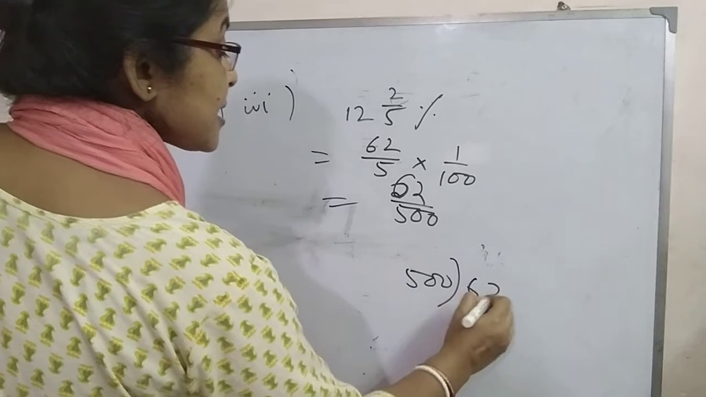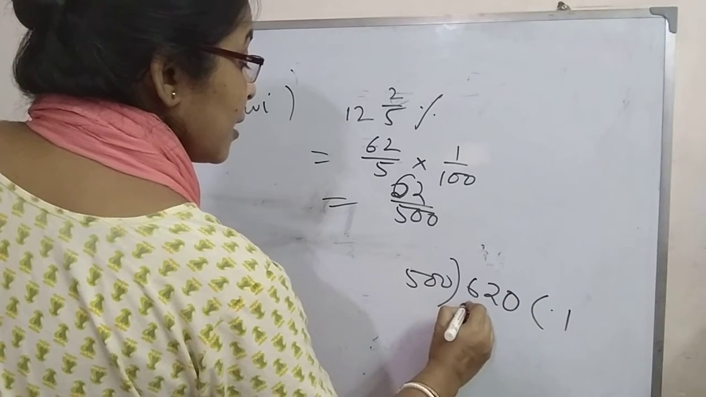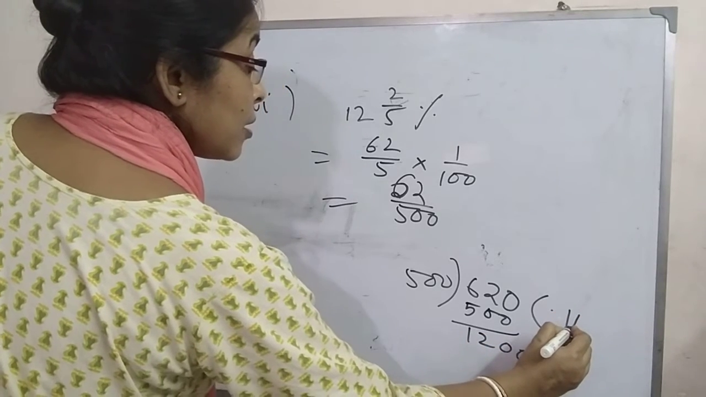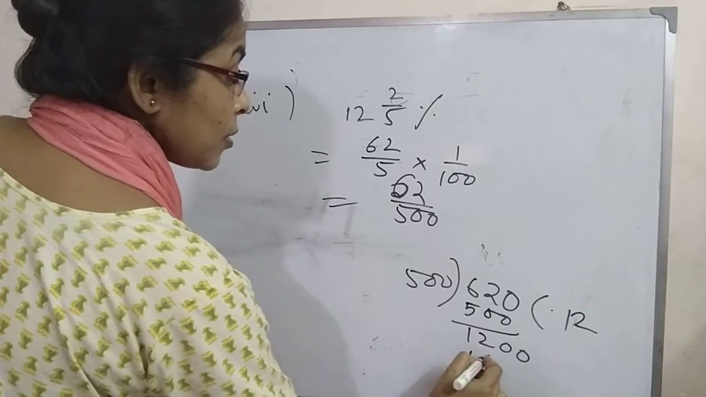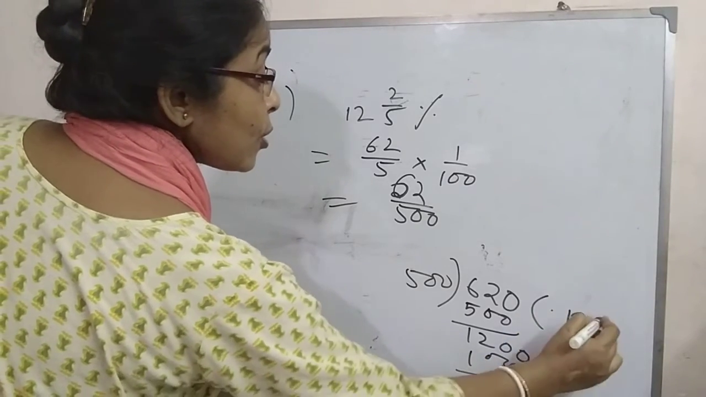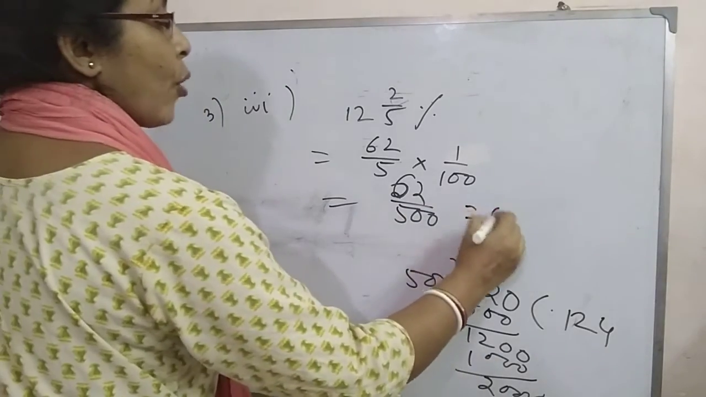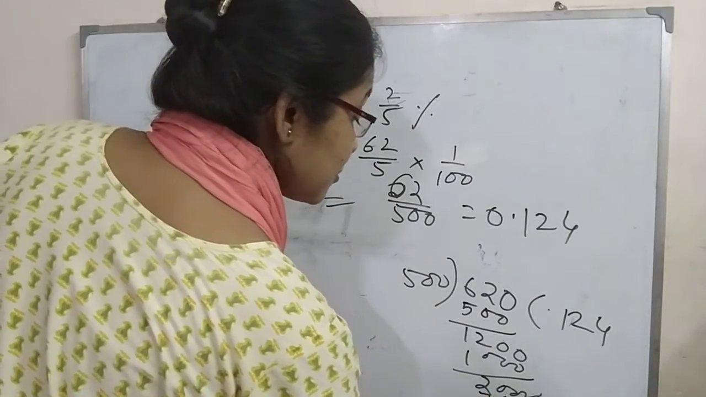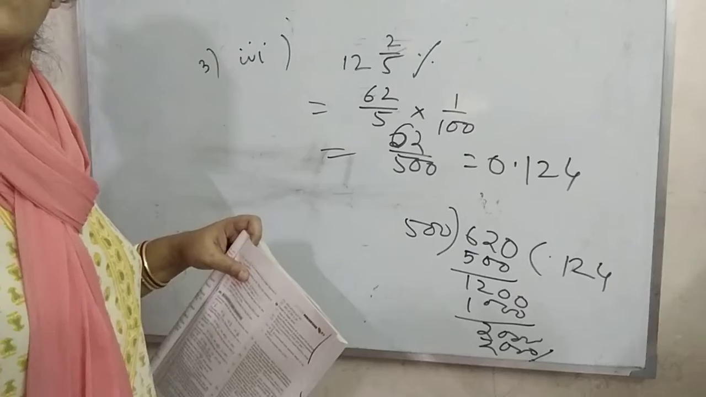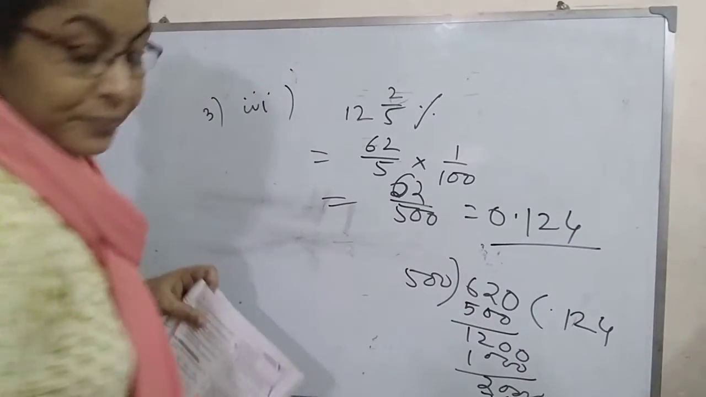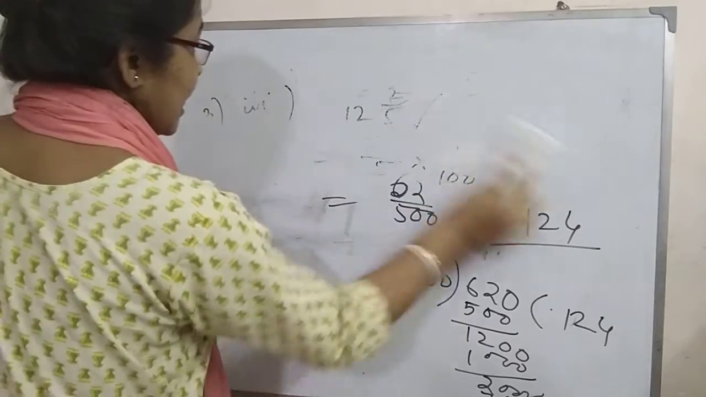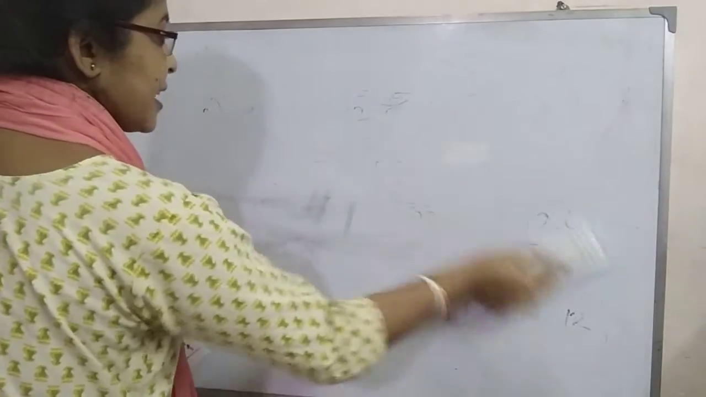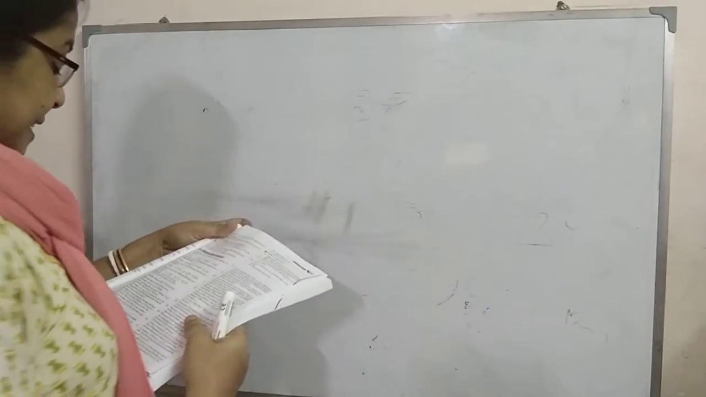So, 62 by 500, that is 0.124. That means 0.124. Okay. Answer is 0.124. You will do the remaining sums after under 3. That means 3, 1, 3, 2, 3, 4, etc.